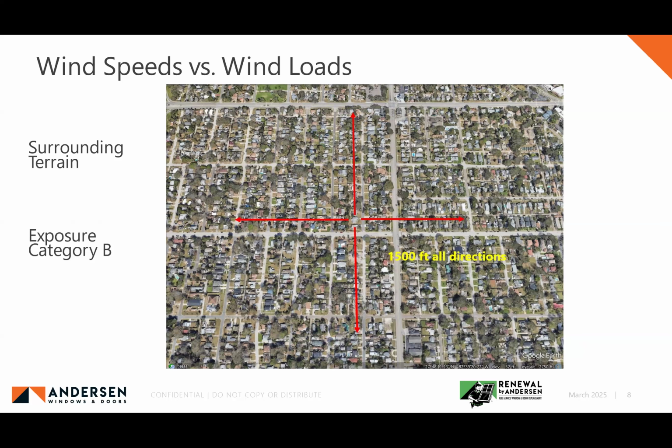Our best exposure category is exposure category B. We have all these trees and buildings, and at least it has to be within 1,500 feet in all directions for single family dwellings, for example, that all slow down the flow of wind and result in the lowest design pressure of any of our exposure categories.